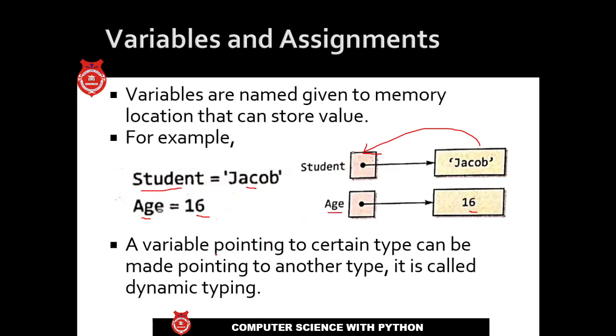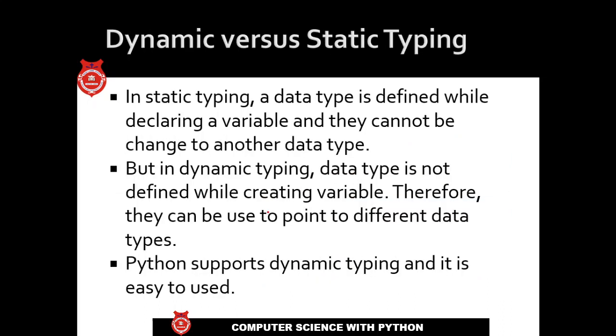All right, so a variable pointing to certain type can be made pointing to another type, and it is known as dynamic typing. Okay, a variable pointing to one type can be made pointing to another type, and it is known as dynamic typing.